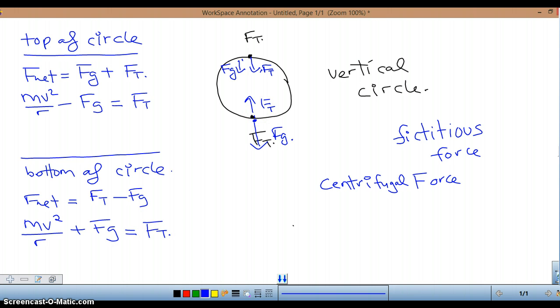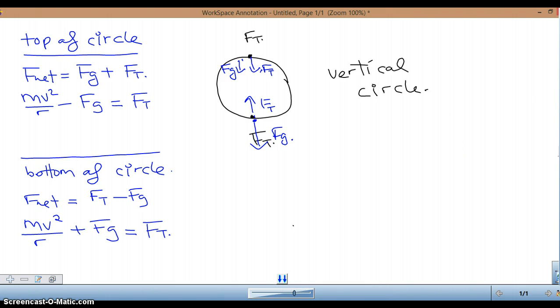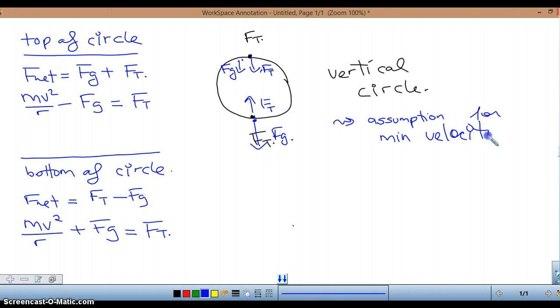Now you could have situations where the question asks you, what is the minimum velocity that could allow for this object to move in a circle? So when we're thinking of a minimum velocity, that means a velocity which just barely allows this object to move in a circle. In that situation, the assumption for minimum velocity or minimum frequency is that the tension at the top equals 0.